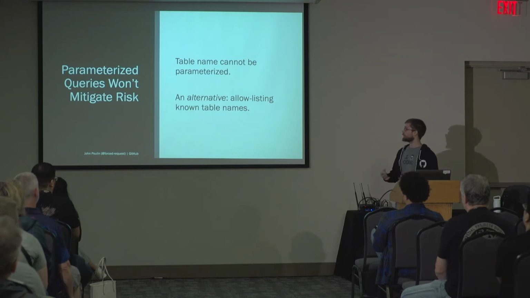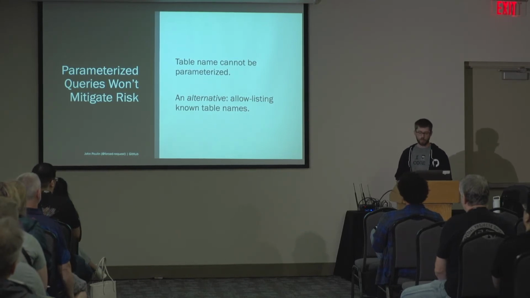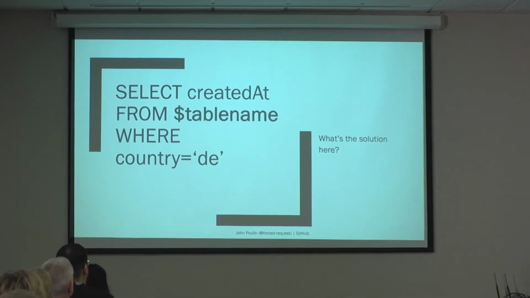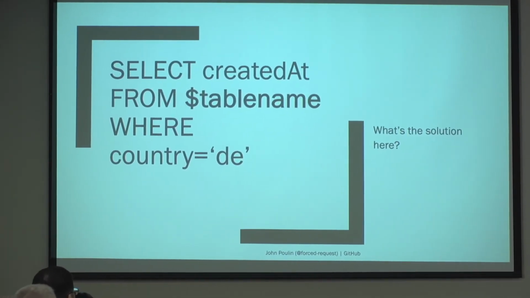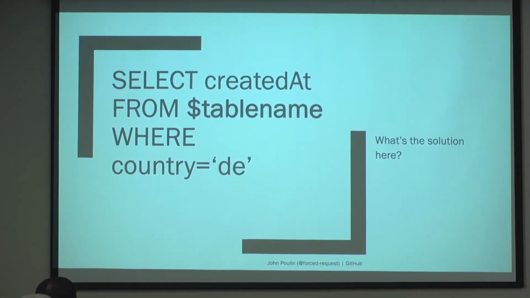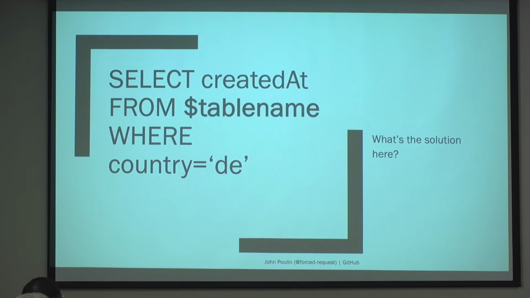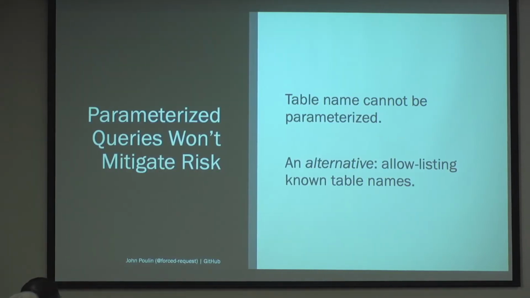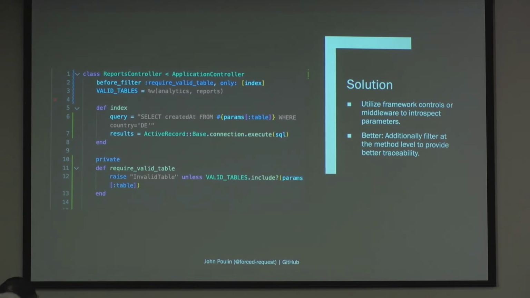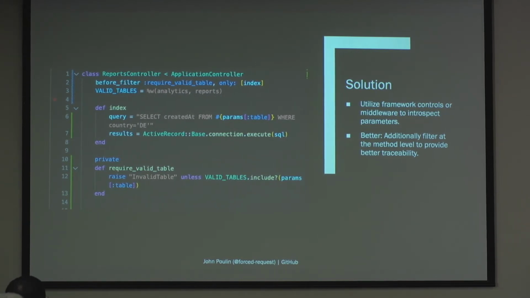So an alternative approach is allow listing a set of known table names. This might seem a bit like a contrived example, but if you ever work in any sort of company that has like a dynamic reporting engine or its own custom SQL interface, this is a huge thing. So what's the solution here? Utilizing a framework control or middleware to introspect the parameters.